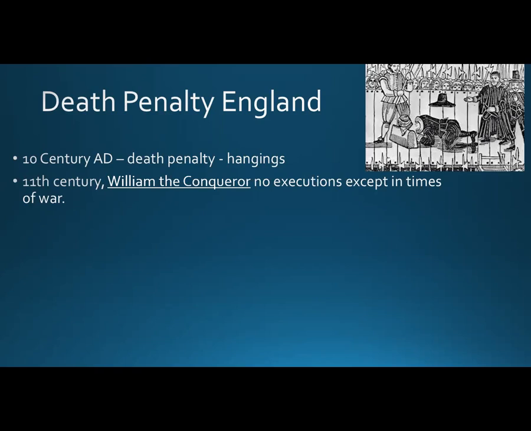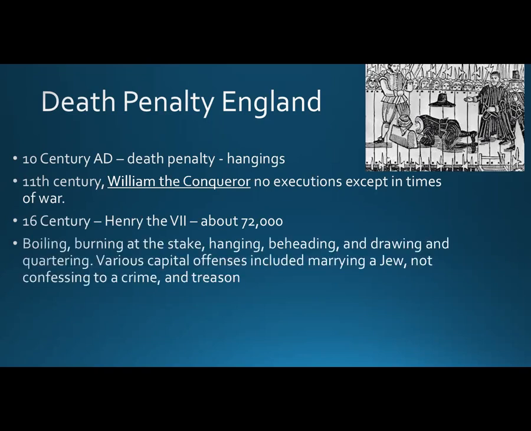Again, you've got treason. And so then you get to 16th century, and actually it's not Henry VII, it's Henry VIII. He was a very interesting king. You probably heard the song, Henry VIII, I Am, had 6 wives. He beheaded them. He killed a lot of people for religious reasons. Some of his methods were boiling, burning at the stake, hanging, beheading, drawing and quartering, which you've seen in the movie, you know what drawing and quartering is, a pretty gruesome death. Various capital offenses included marrying a Jew, you could be put to death, not confessing to a crime, and treason.